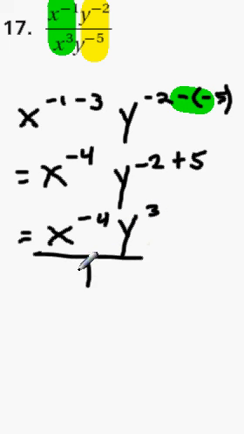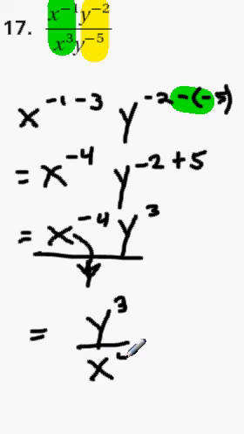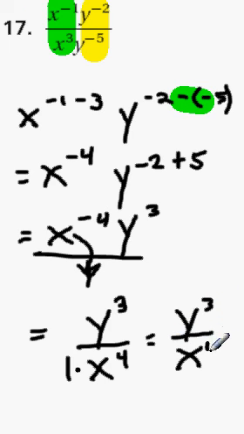Okay? Think of this as over 1. And now all I have to do to make this exponent positive is put it in the opposite part of the fraction. So this becomes y cubed over x to the fourth. Oh, and there's a 1 there, which in turn becomes y cubed over x to the fourth. And that's your final answer.